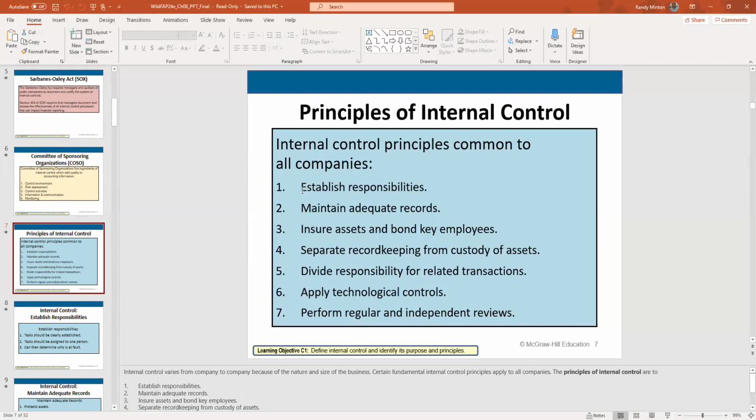I don't need to go through these necessarily for you, but of course you have to maintain adequate records. You have to bond key employees, and the way that works is a bonding company will insure these key employees, so that if I, as CFO, were to run off with $1 million or whatever, there's a bonding company that is taking care of that in the background, kind of like an insurance company.